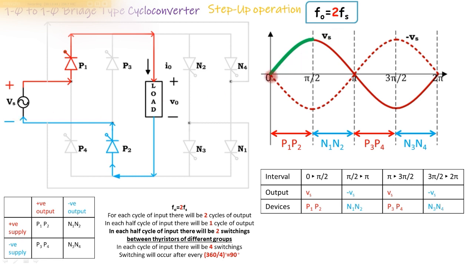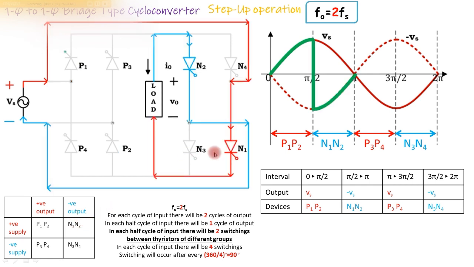So the output is like this. In the next interval, the output must be negative. If the output is negative and the supply is positive, N1 and N2 thyristors must be fired. So now N1 and N2 thyristors are active in the interval pi by 2 to pi radians.